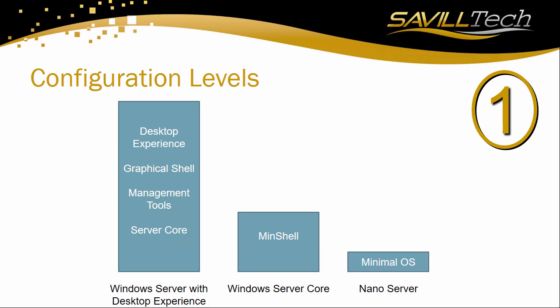And now in 2016, we have Windows Server with desktop experience. Now these are install time options. I now cannot change this once I've deployed. So I pick this when I'm installing the OS. Windows Server with desktop experience. So it has that Server Core platform, it has the management tools, it has the graphical shell, it has desktop experience.